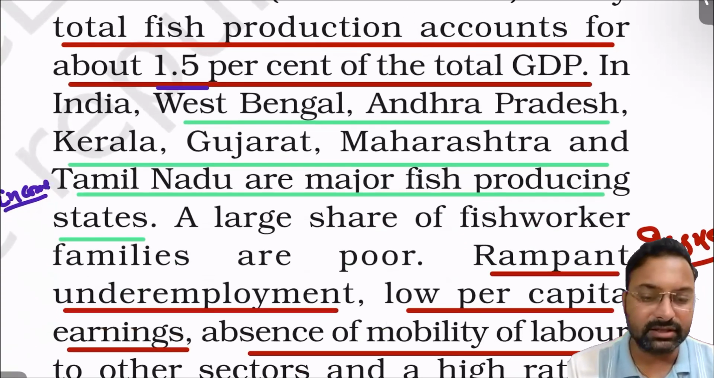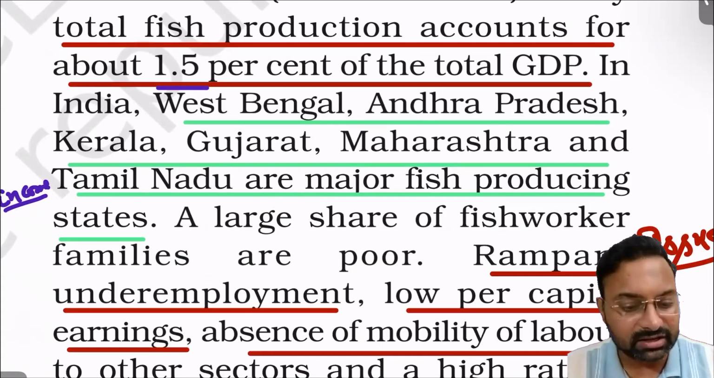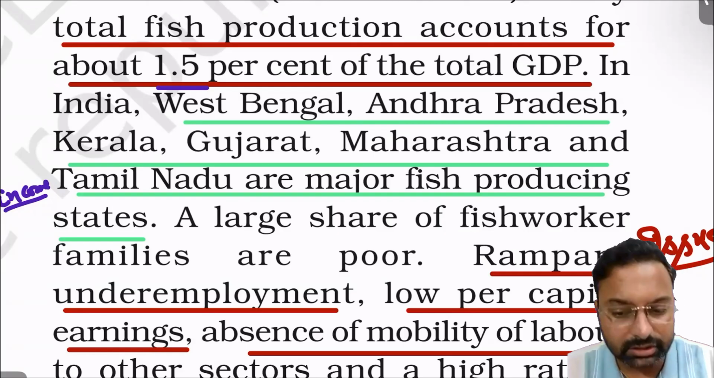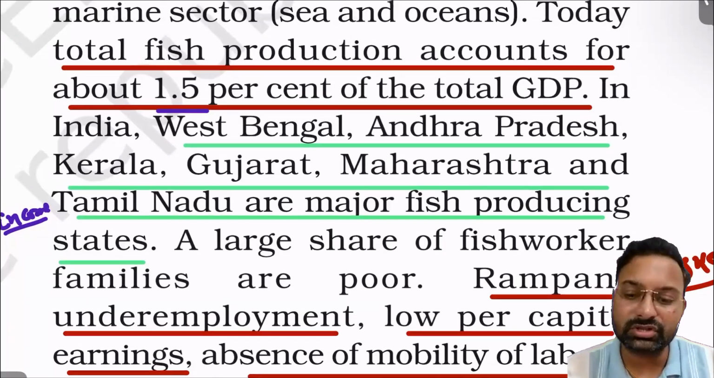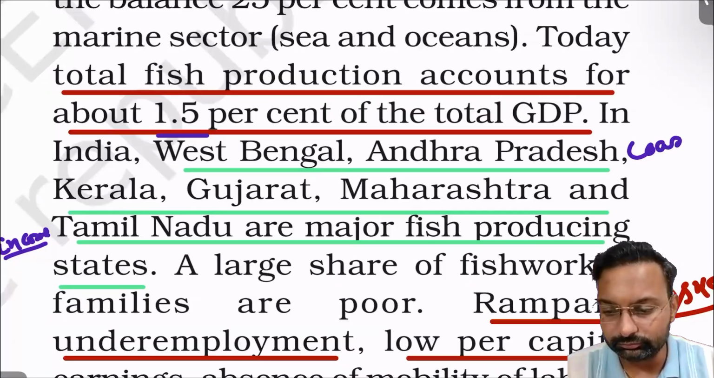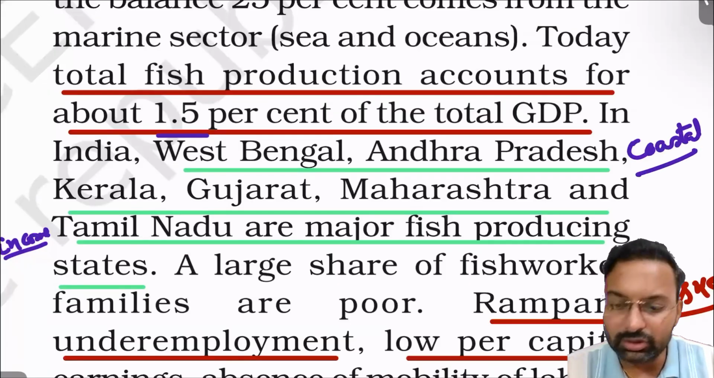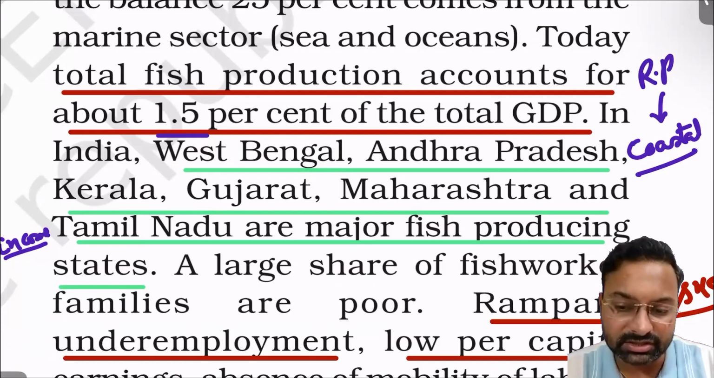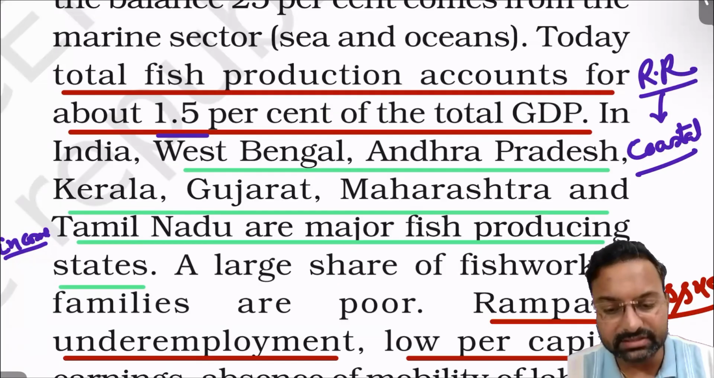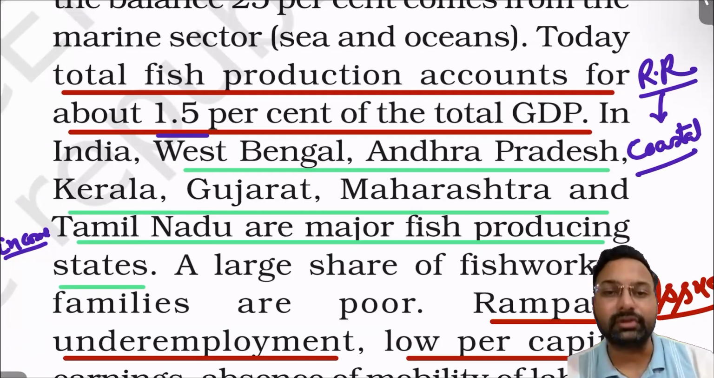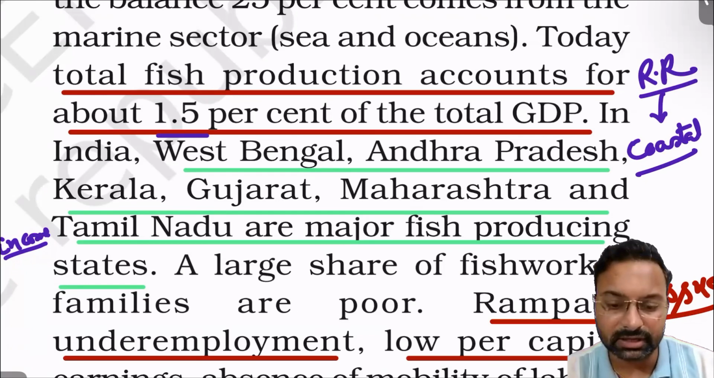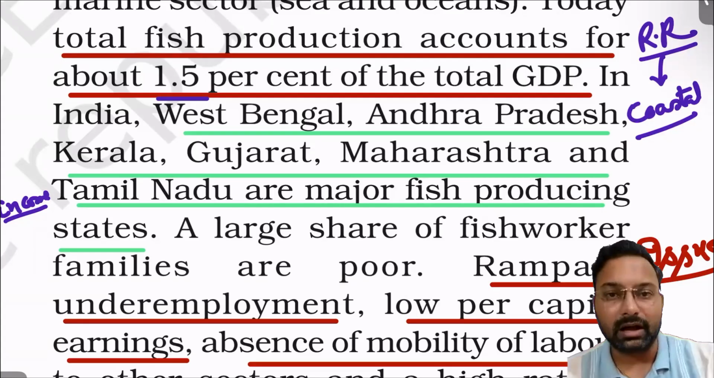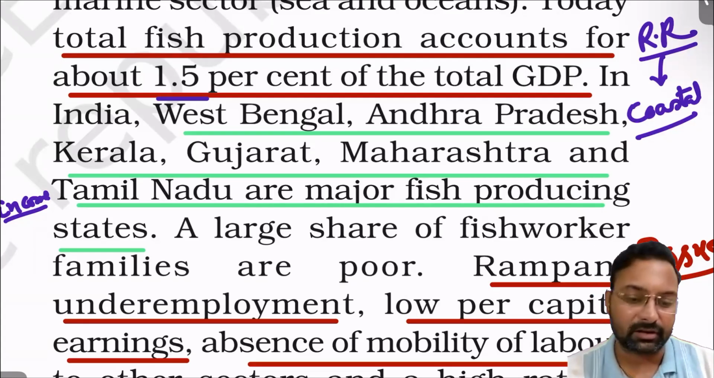Some of the states have been mentioned, like West Bengal, Andhra Pradesh, Kerala, Gujarat, Maharashtra, and Tamil Nadu, which are the major producers. You should see that majority of them or all of them are coastal states. And not only this, many of them or all of them are riparian states also. In all these states there are significant amounts of rivers for freshwater fishing. So these states are able to produce fish from two types, freshwater as well as marine water.